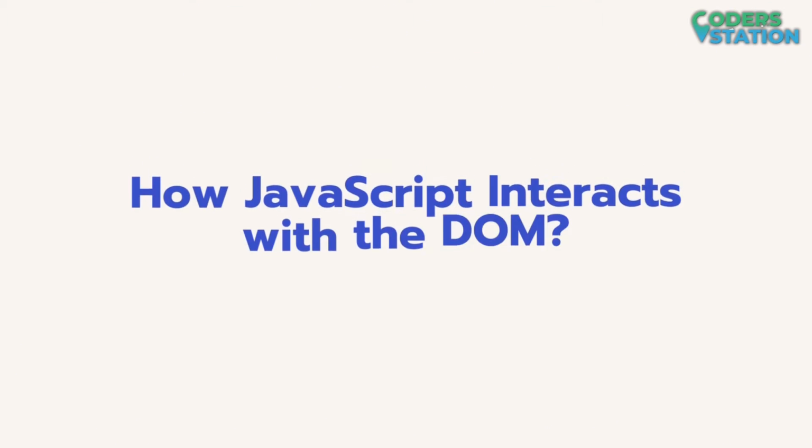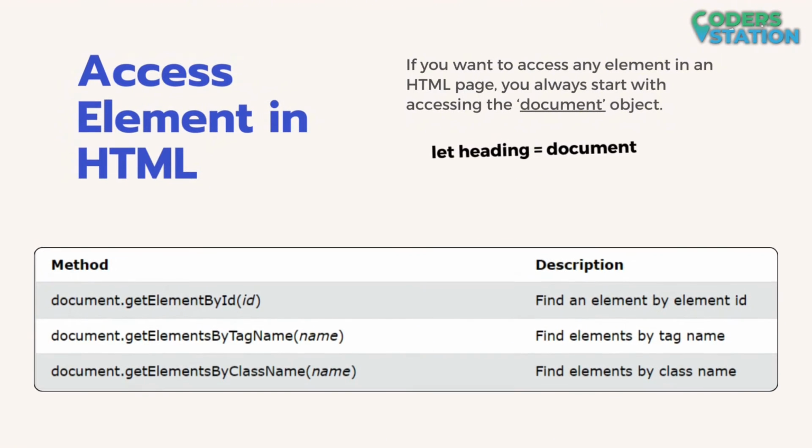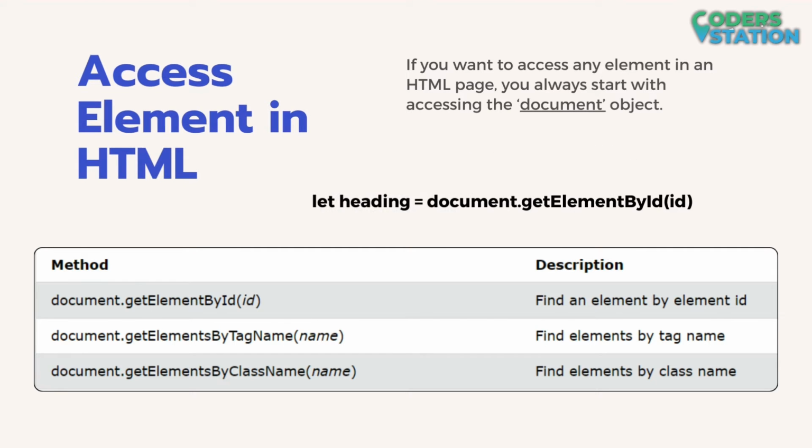Let's see how JavaScript interacts with the DOM. So, if you want to access any element in the HTML page, you always start with accessing the document object. Below are some examples of how you can use the document object to access and manipulate HTML. So here are some ways of finding HTML elements. document.getElementById finds an element by element ID. document.getElementsByTagName finds elements by tag name. document.getElementsByClassName finds the elements by the class name.